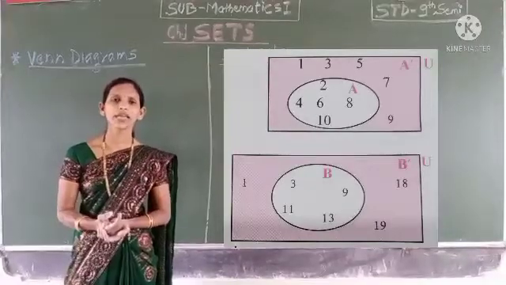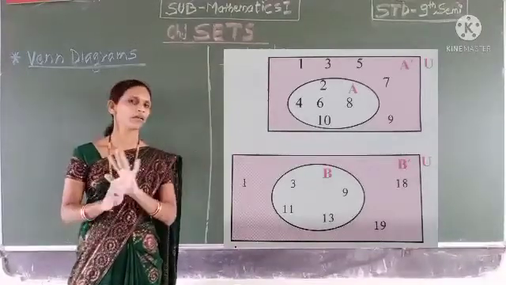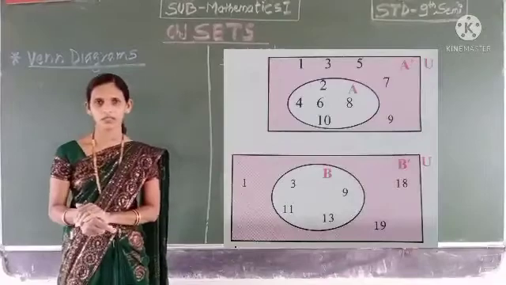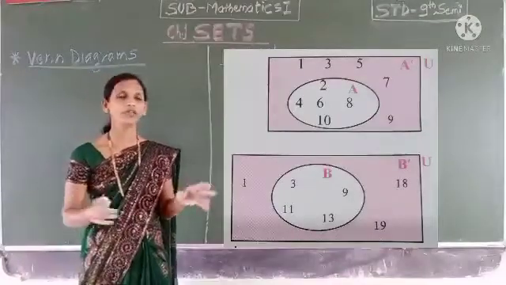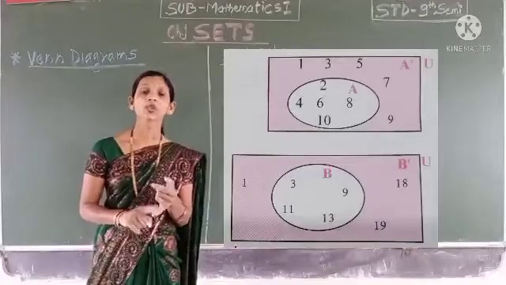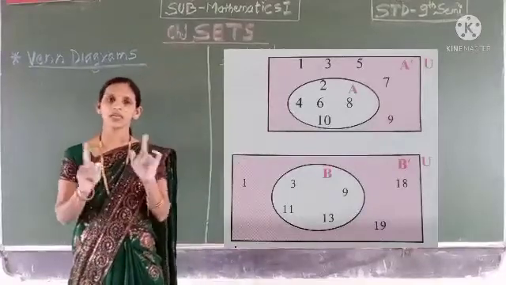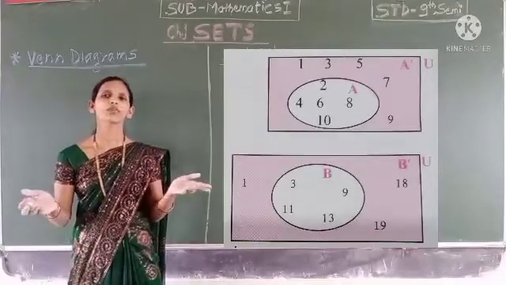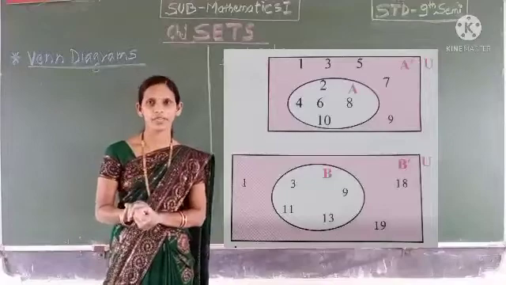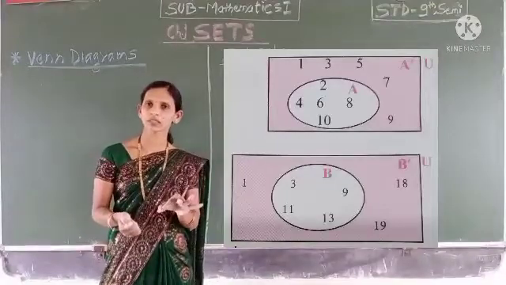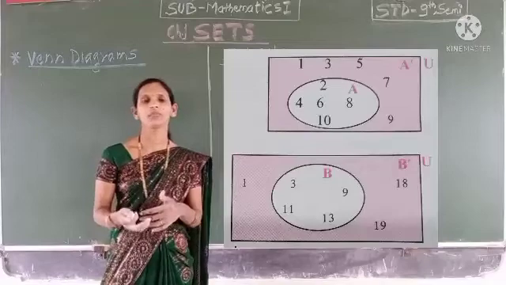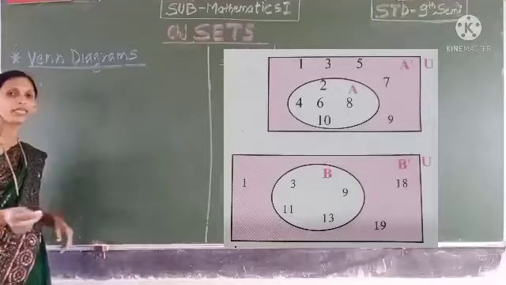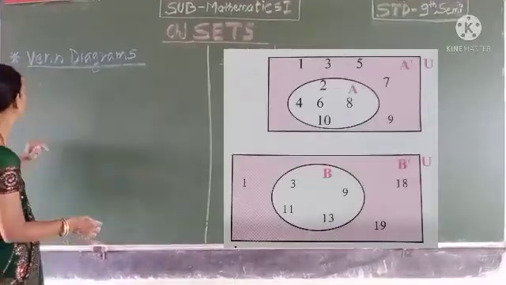Then what are Venn diagrams? Venn diagrams are nothing but geometrical figures. All of you have studied them: triangle, square or quadrilateral, rhombus, and many more figures in geometry. These figures are used to represent sets. Let us study the Venn diagram by taking a few examples.